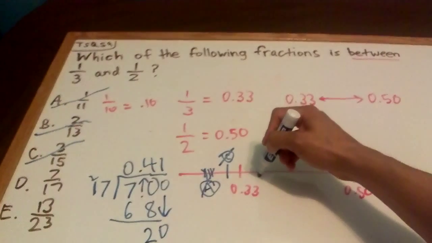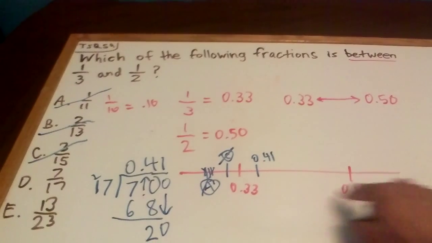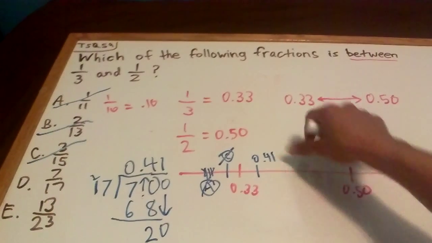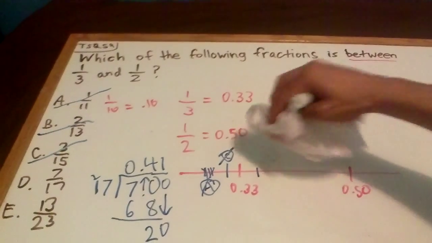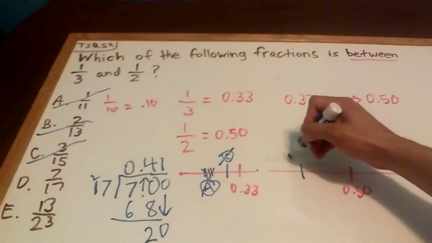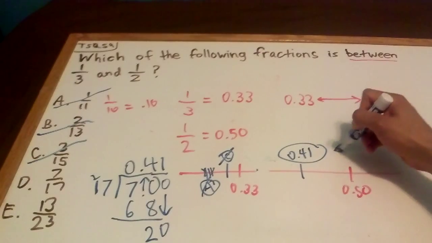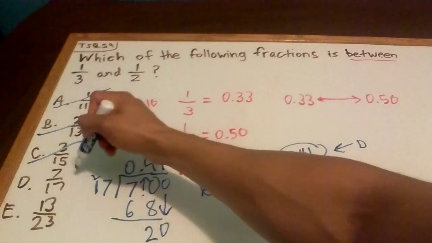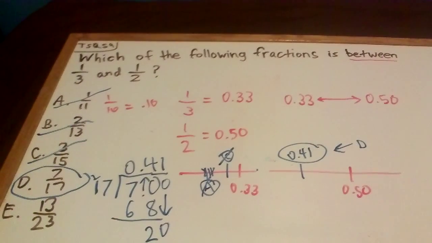Yeah, it's like right here somewhere. 0.41. Right? Actually, no, it's actually somewhere around the middle. So it's actually a really good one that they gave us. It's like right here somewhere. And we got it. And that one is letter D. And letter D is our answer. Okay? So you know your answer right away.